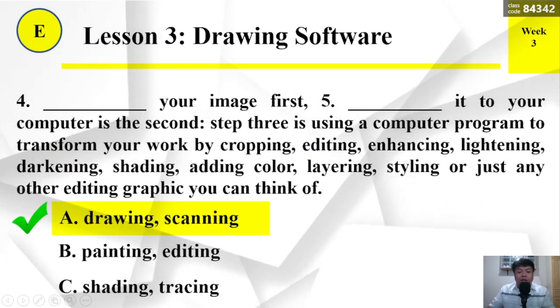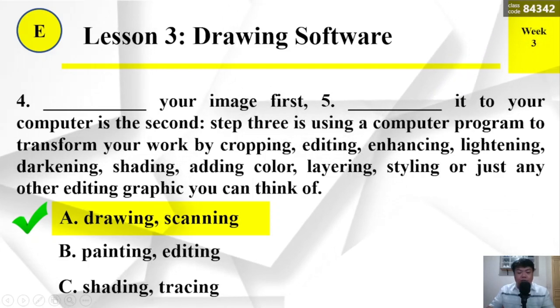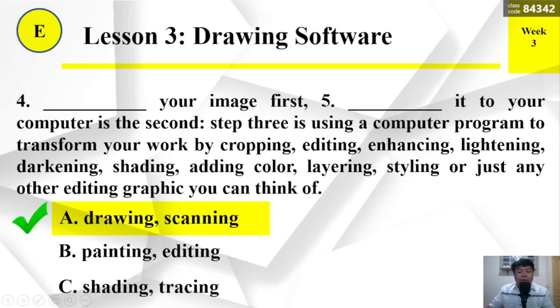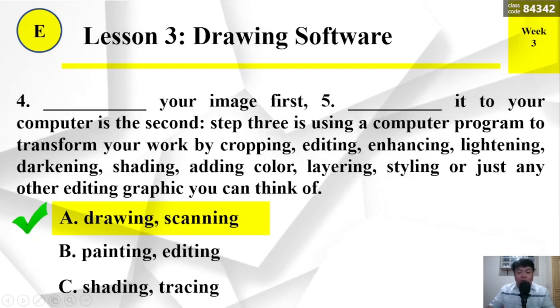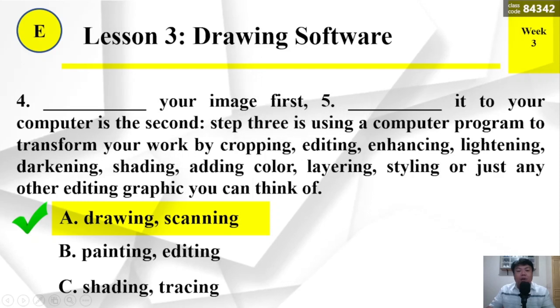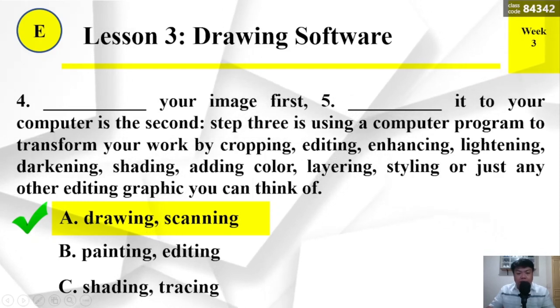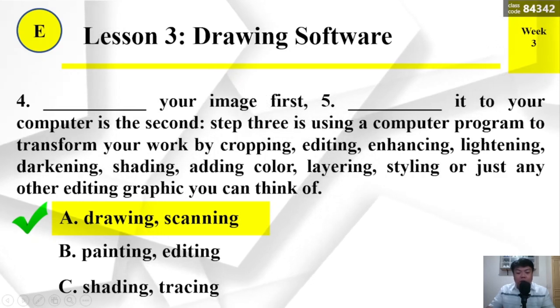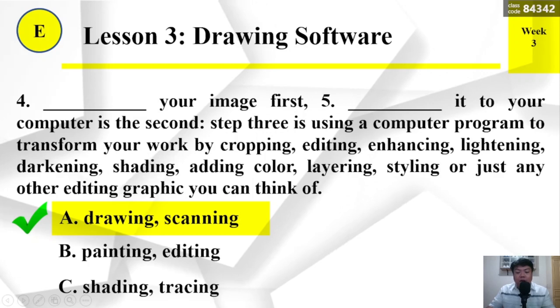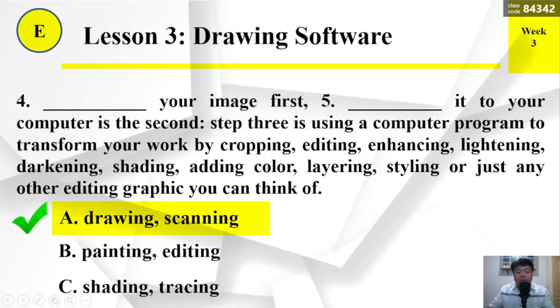The correct answer is A. Drawing your image first. Scanning it to your computer is the second. Step 3 is using a computer program to transform your work by cropping, editing, enhancing, lightening, darkening, shading, adding color, layering, styling, or just any other editing graphic you can think of.